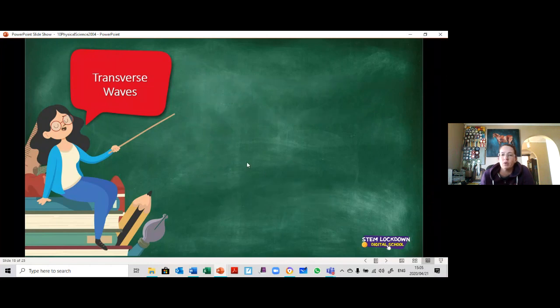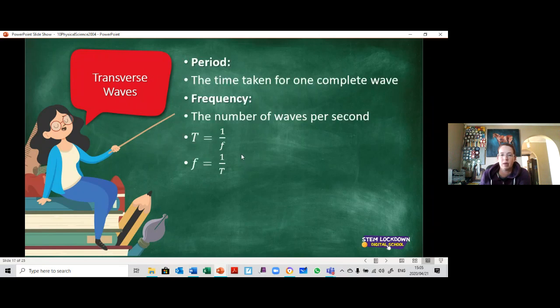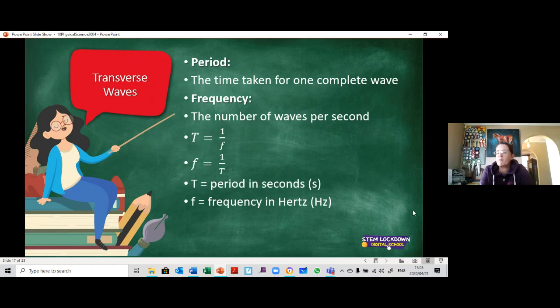Okay. Go back. There we go. So there is period and frequency. Period is measured in seconds and frequency is measured in hertz. So it's pretty easy, pretty simple to go from the one to the other.